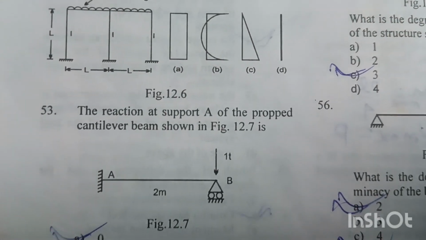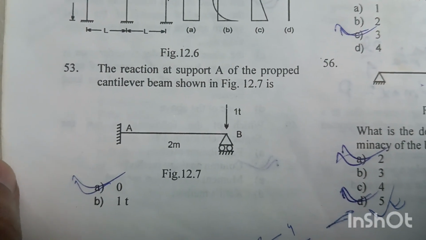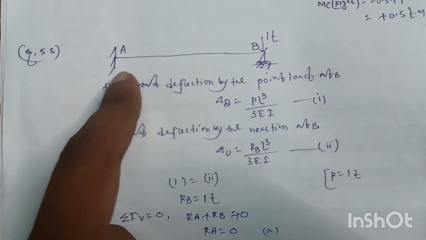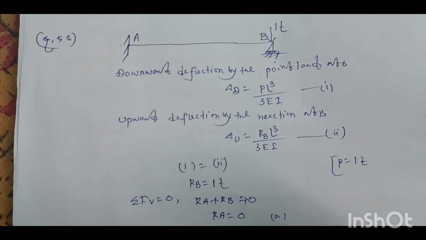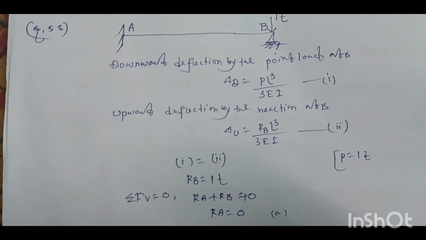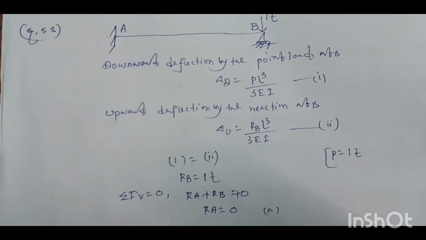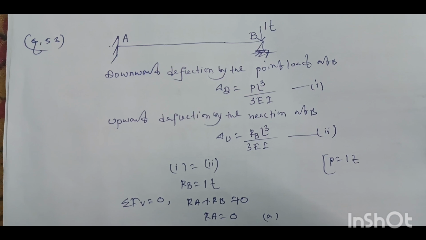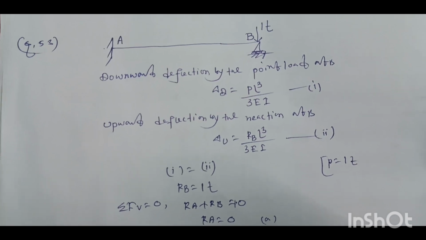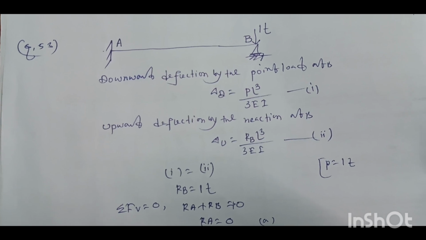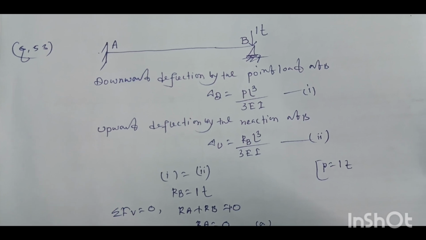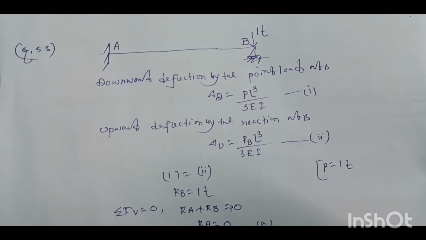Question number 53. The reaction at support A of the propped cantilever beam shown in figure 12.7 is. Suppose this is our propped cantilever beam subjected to a point load of 1 ton at B. Now let's consider the beam AB as a cantilever beam, where there is no vertical prop at end B. The beam is subjected only to the downward load of 1 ton at B. So we know by the cantilever beam deflection formula, the deflection at end B will be PL cubed by 3EI.